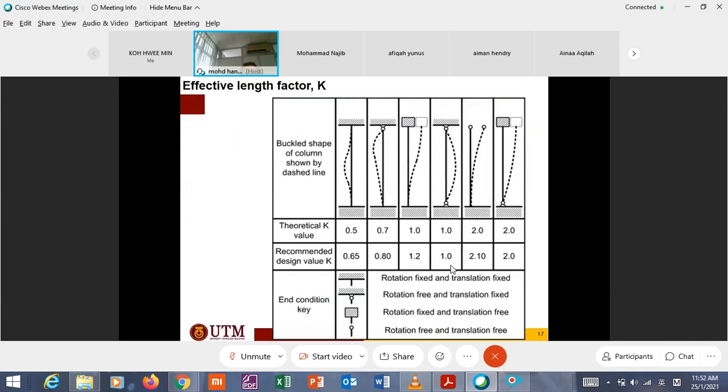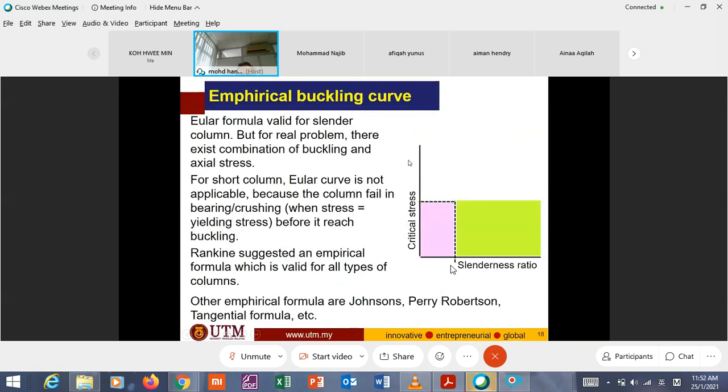And this is in design. When you study design next semester, this is a different type of end condition. Yeah, different types of end condition. Okay, I think we don't have to go into detail.